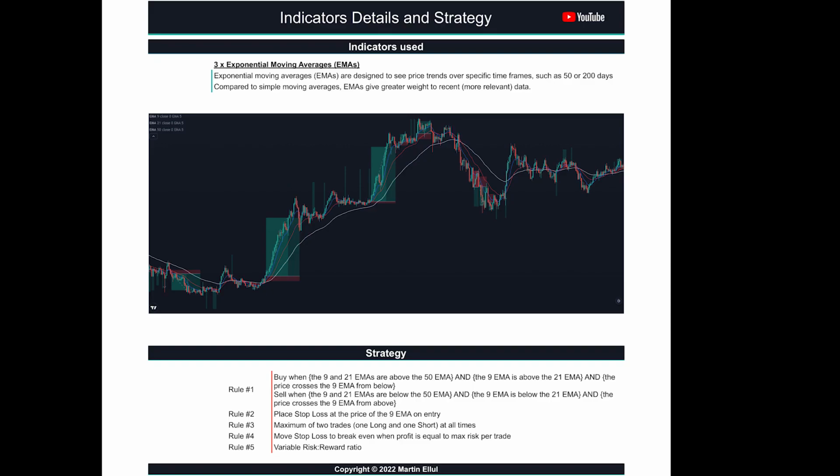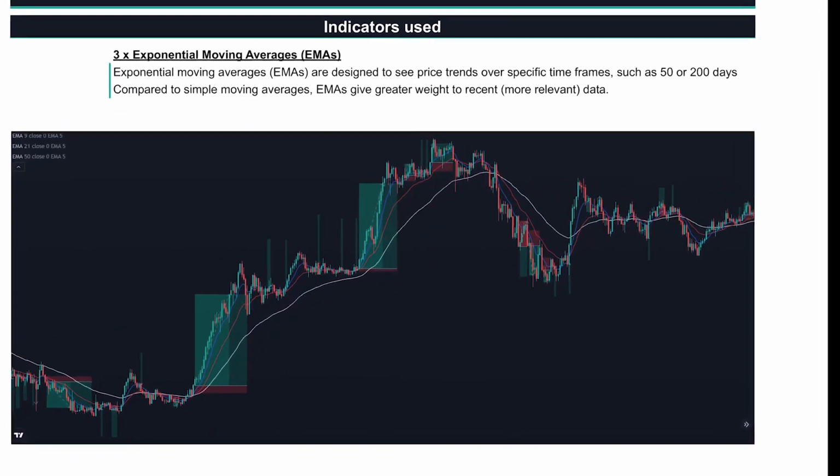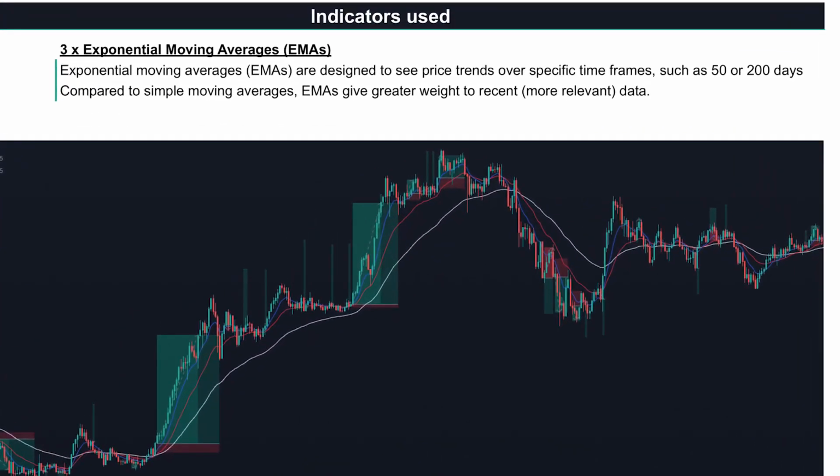So today I have this day trading strategy which I'm going to backtest for you. I will tell you about the indicators we're going to be using, show you a few examples and then perform the backtest. So this strategy involves three trading indicators, three exponential moving averages.